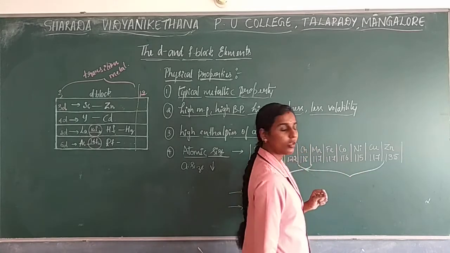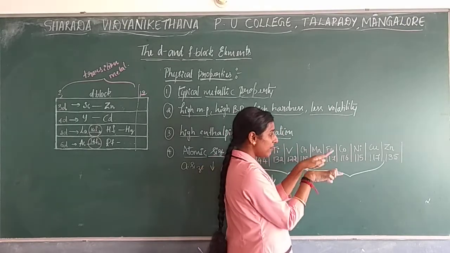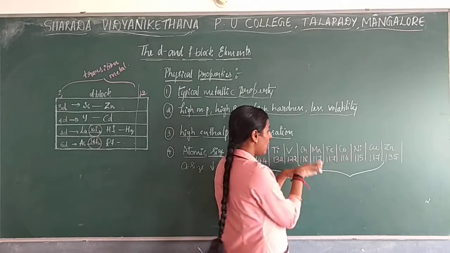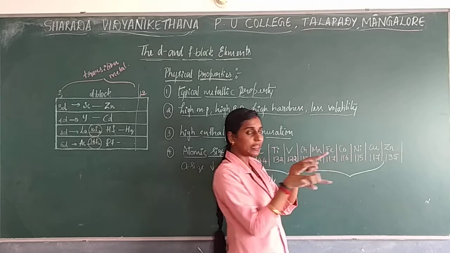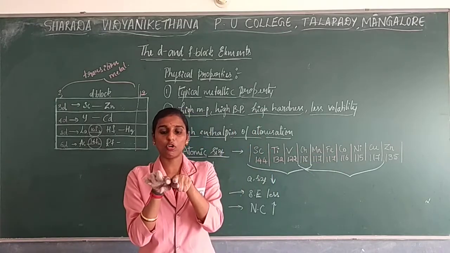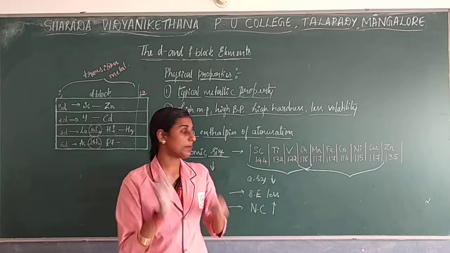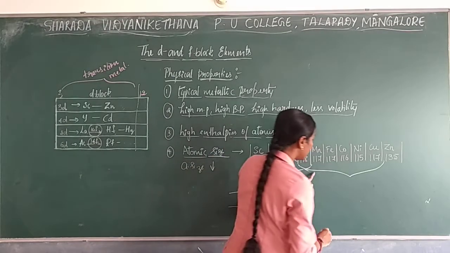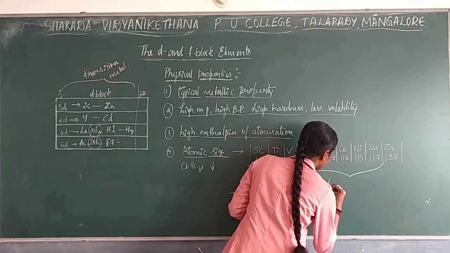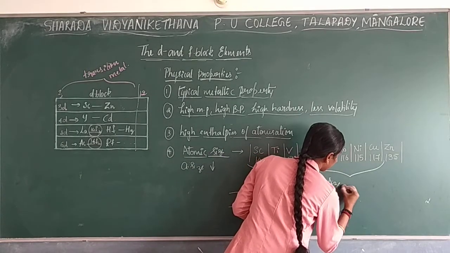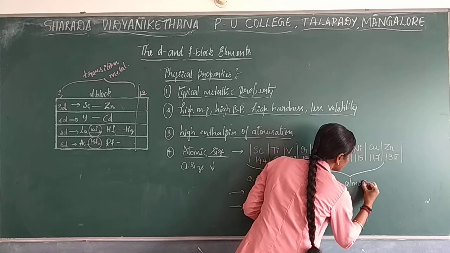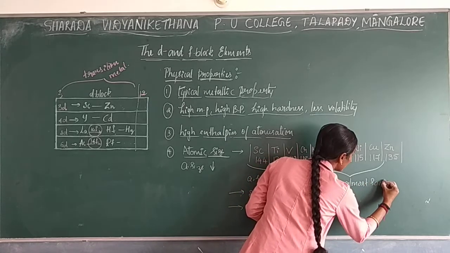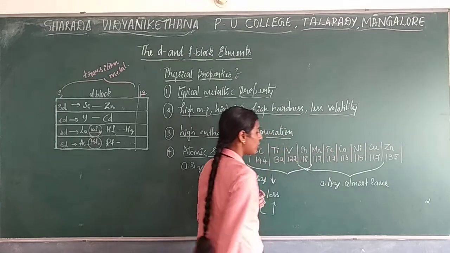copper, almost the same atomic size will be seen. 118, 117, 116. At that level only the atomic size will go. Almost the same atomic size will be seen. Why is it so? Why does it show almost the same atomic size?